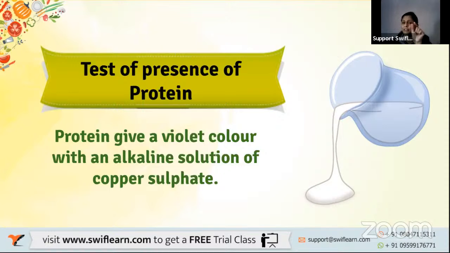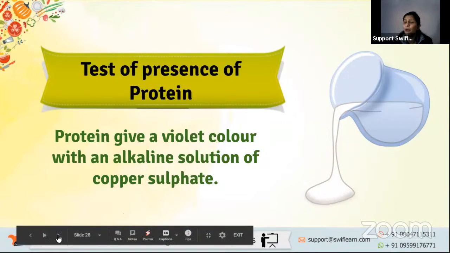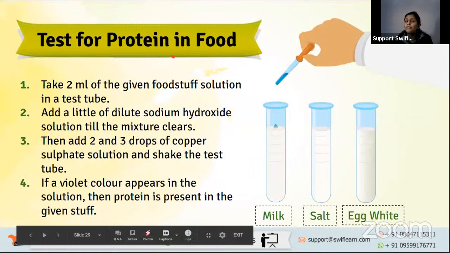Take the egg white of a boiled egg and what do you add to it? Add alkaline copper solution of copper sulfate. Then you will see that the color will change to violet. Why? Because it shows that it is having protein in it. How can we check for the protein?